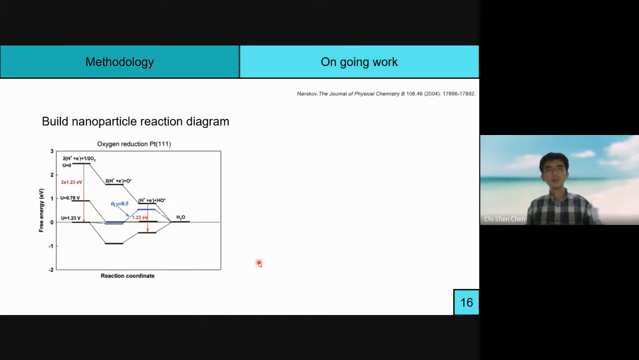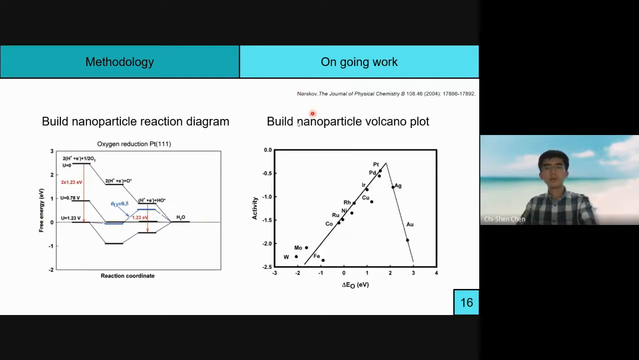And here's the ongoing work part. We will absorb oxygen atoms and hydroxide groups onto our models, and we want to build the nanoparticle reaction diagram to look like this. This is the diagram from Norskov et al. We also want to build the nanoparticle volcano plot. This volcano plot is also from Norskov et al.